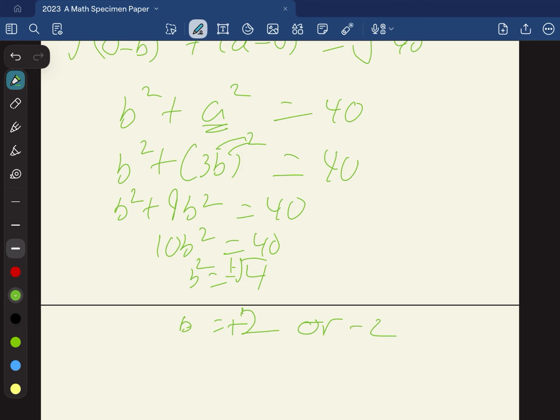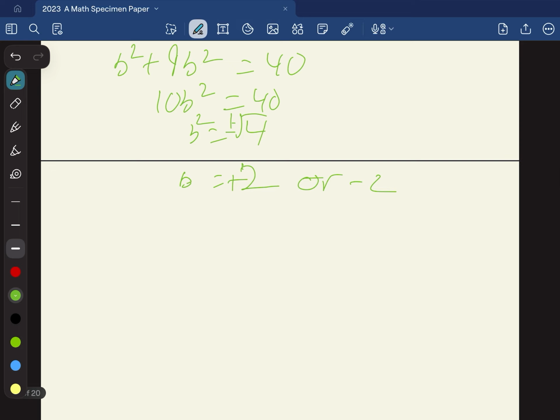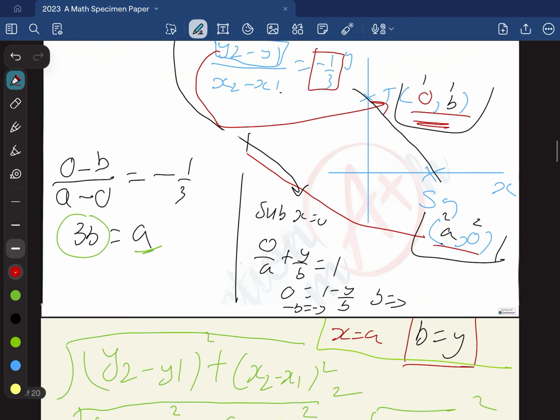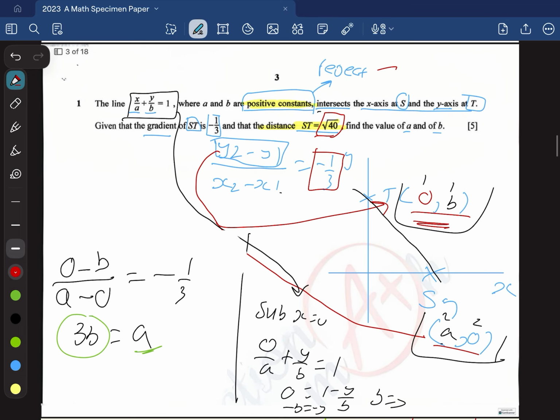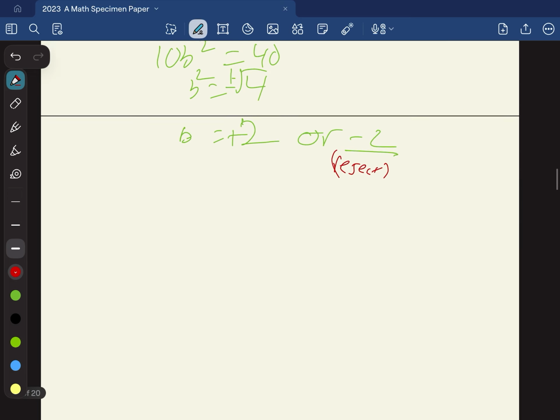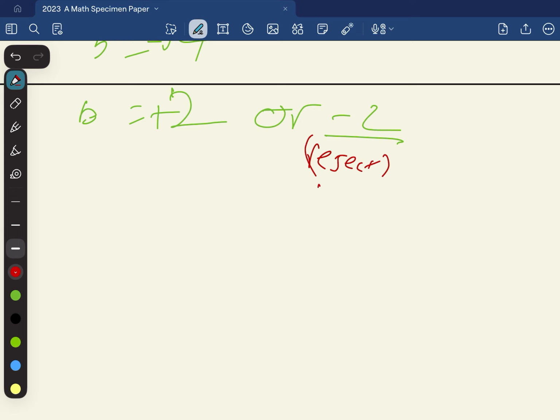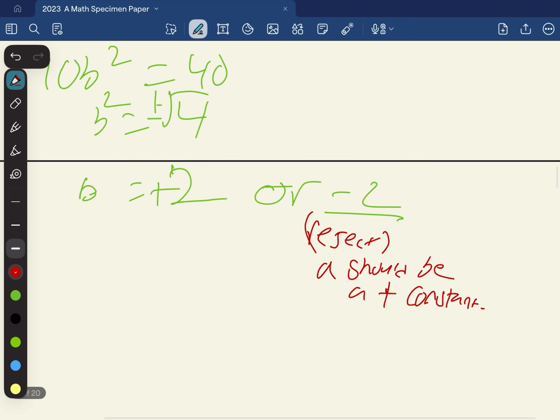Now which one do you reject? Good job, you said this one, right? Why? I'm going to put reject here. Why? I need a reason why. Come on. Okay, let me go back. Why? Here, because it's a positive constant. So your reasoning should be: because a should be a positive constant. Okay, this is good. Yeah, a positive constant. All right. Now we keep this.